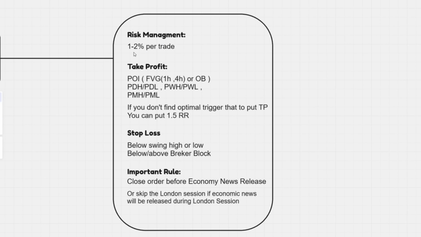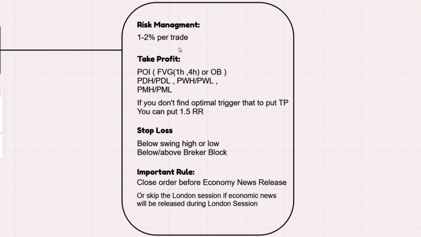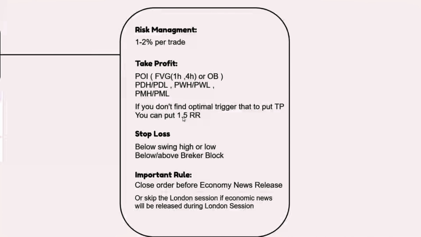Risk management. Personally, I risk 1 or 2% or even 0.5. Where to put take profit? Personally, I put take profit at the POI zone. It can be a fair value gap on a higher time frame or an order block. Or I can put take profit at liquidity. It can be previous daily, weekly and monthly high and low. And if you don't find optimal triggers to put take profit, you can put 1.5 risk reward.